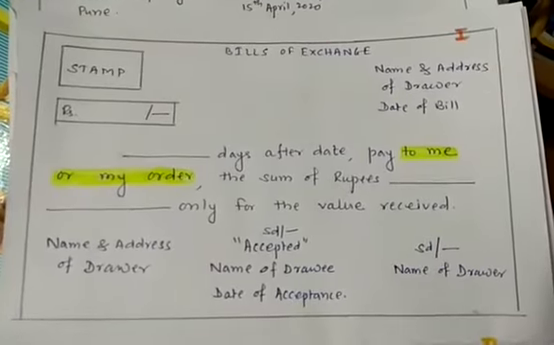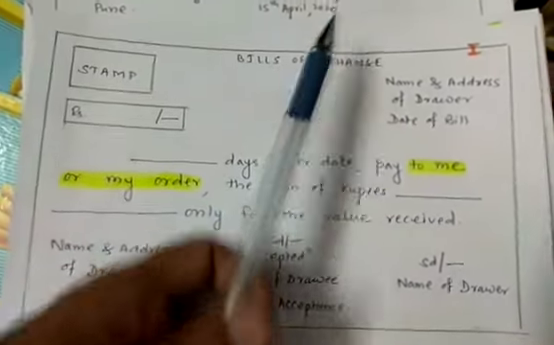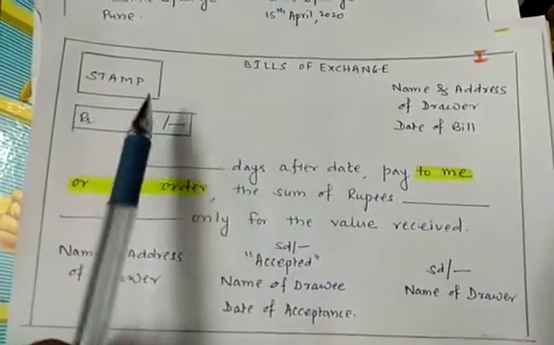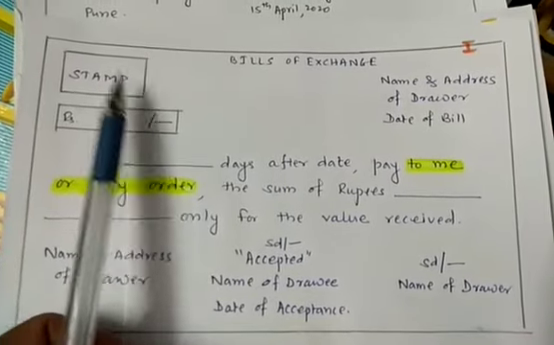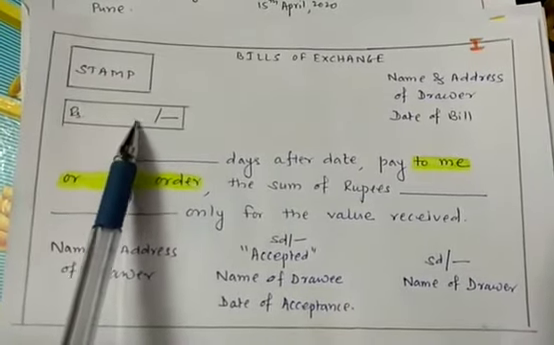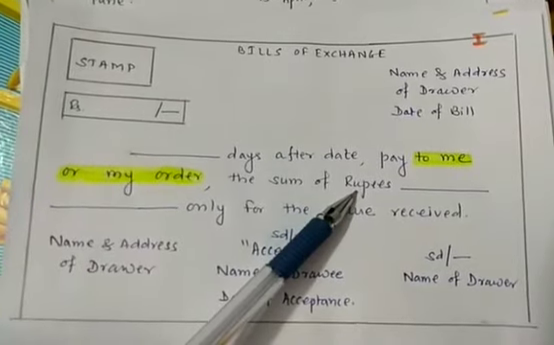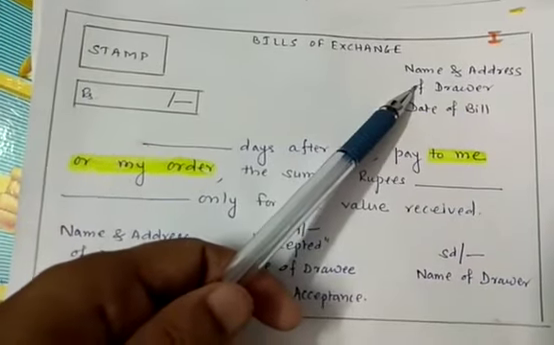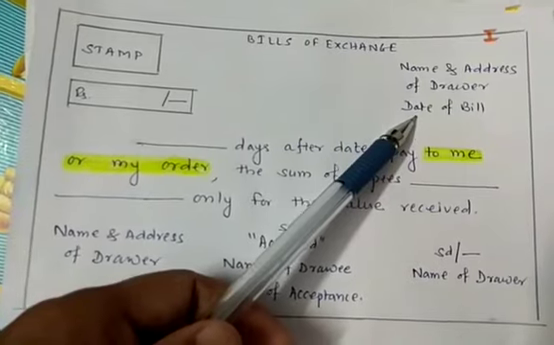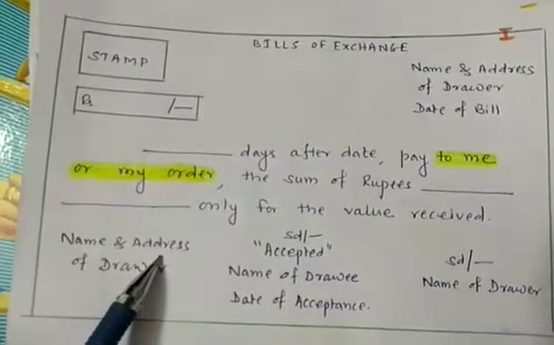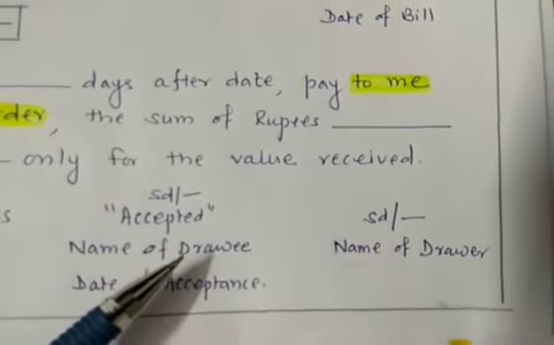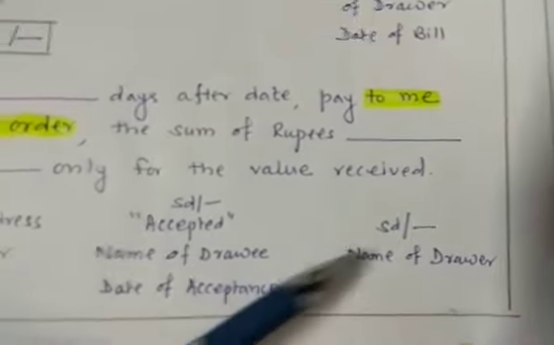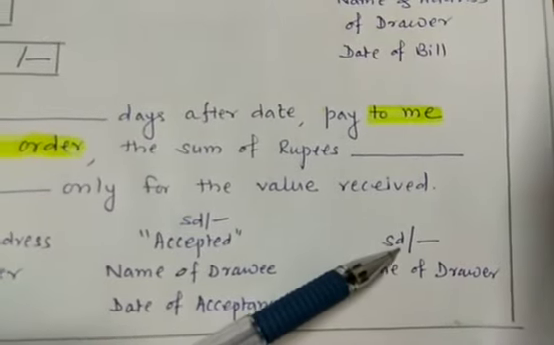This is the format of a bill of exchange. The title of the bill, the stamp, which is a court stamp that gives the bill legal validity, the amount in figures, the amount in words, the name and address of the drawer, the date on which the bill is drawn, the person on whom the bill is drawn, that is the drawee, then the acceptance made by the drawee, and the name of the drawer and his signature.